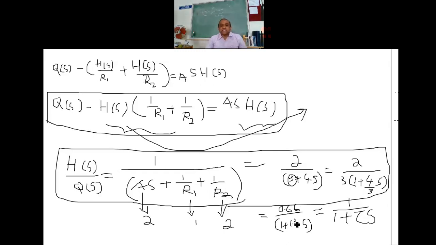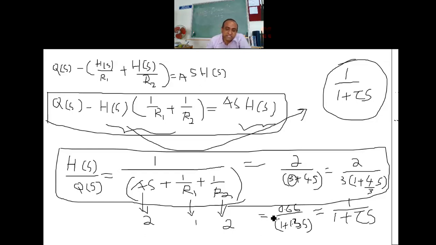Correct? Yeah. This is how you have to represent the final answer. Please remember, your final answer should always be in the standard form, that is 1 divided by 1 plus tau s. Means instead of 1, it is 0.66. Fine. But the denominator, please remember, should always be in the standard form, 1 plus tau s. So I'll take this as the final answer.